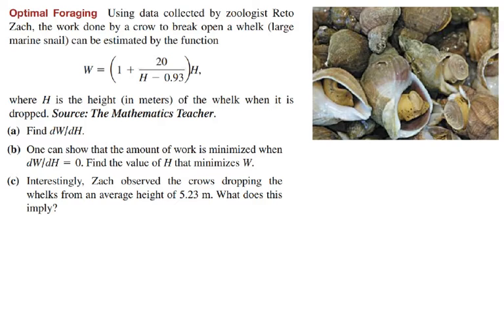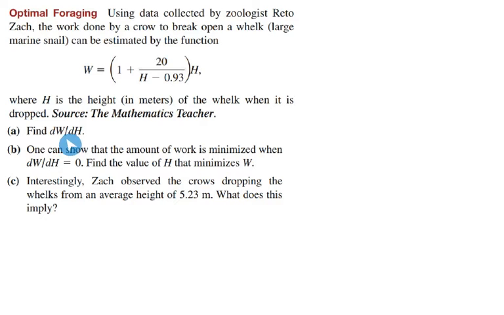So the first thing we're asked to do here is to find the derivative of w with respect to h. So w is my dependent variable, my output variable, and h is my independent variable. This is my x, my input. All right, so it's like x and y. Instead of dy dx, we have dw dh. So the derivative, the rate of change in work with respect to the height.